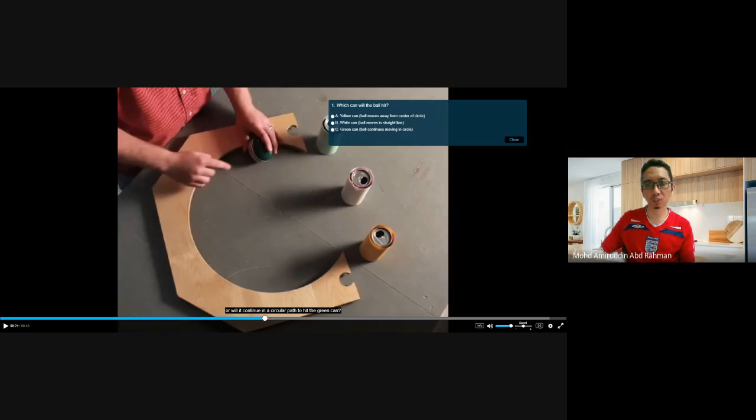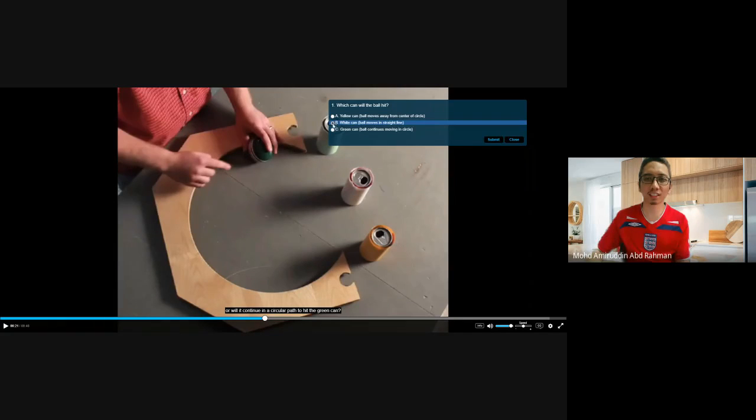This one should be simple. So who chose A? You can raise your hand. Okay, nobody chose A. How about B? All right, so the majority of you chose B. How about C? All right, nobody chose C. So you already heard the clue, right? It's on the straight line over there.